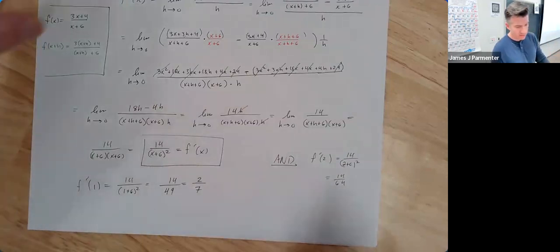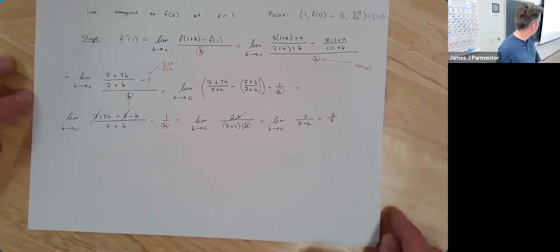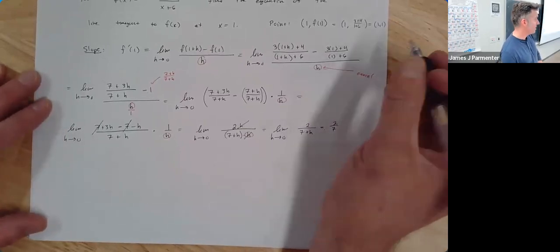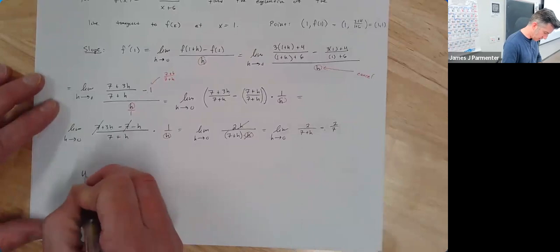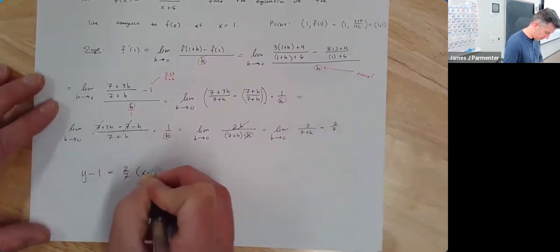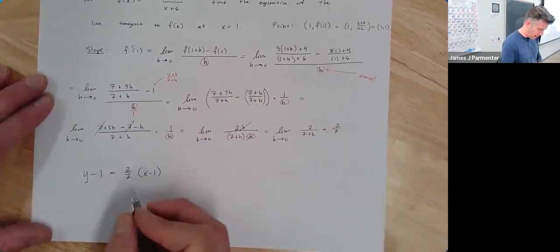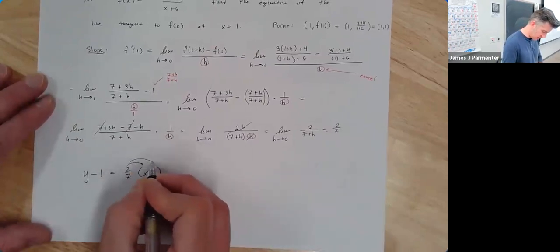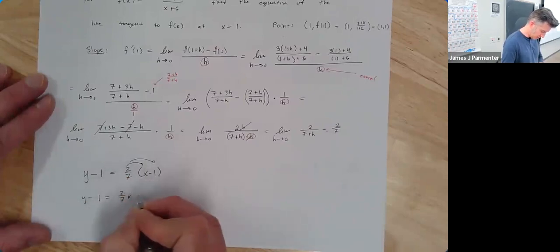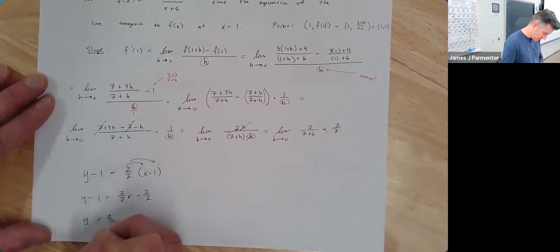Okay, so now back to the original question. What's the equation of the tangent line when x equals 1? Well, I've got the slope, I've got the point. Finding the tangent line equation is not too terrible. It's y minus the y coordinate equals the slope times x minus the x coordinate. And then if you want to solve for y, first distribute this 2/7 here. So y minus 1 equals 2/7 x minus 2/7. Add 1 to both sides, so y equals 2/7 x minus 2/7 plus 1.